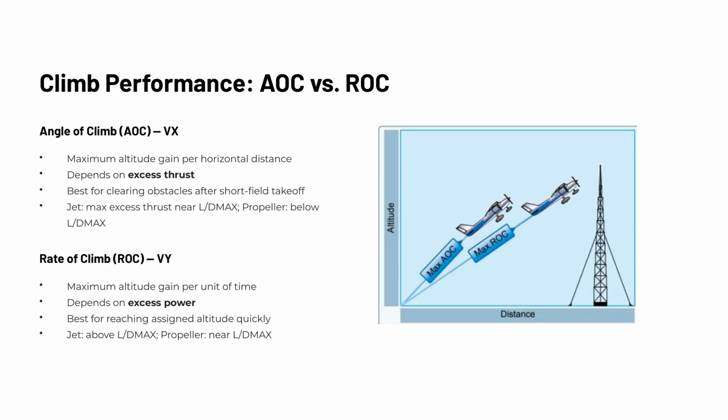Rate of climb, flown at Vy, gives you the greatest altitude gain per unit of time, making it ideal when air traffic control assigns you a specific altitude and you need to reach it efficiently. ROC depends on excess power rather than excess thrust. Here the relationship flips. Jet aircraft achieve maximum excess power above L over D max, while propeller aircraft achieve it near L over D max.